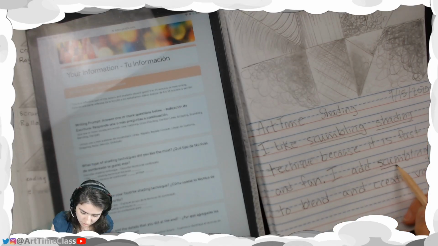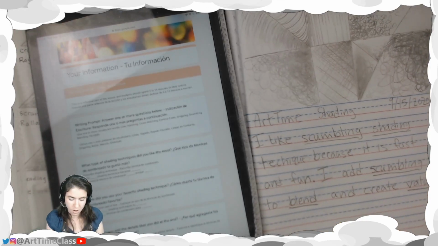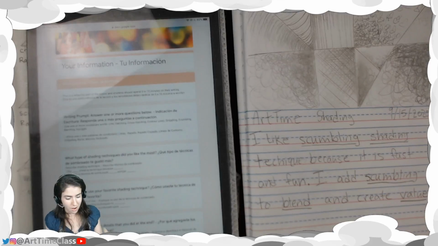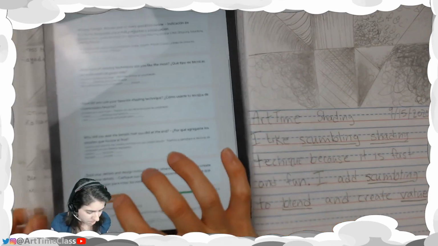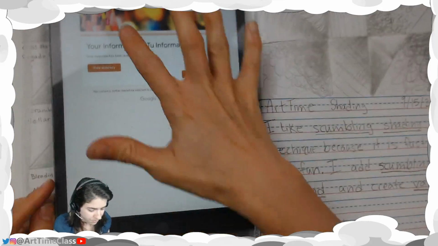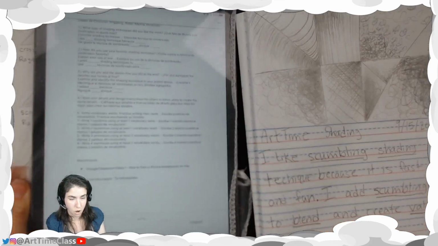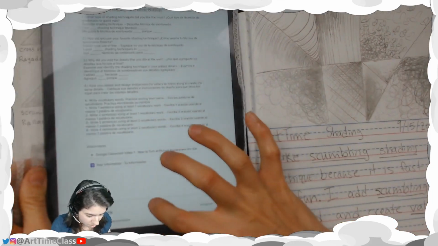Awesome! If I want to be super fancy, I could even underline some of our art words like scumbling, shading. Here's scumbling again, blend, that's an art word, value, that's an art word. And here I go. Now I need to submit my work. So down here, I'm going to go to submit, and that's for the form. Now that I'm done with the form, I need to actually submit a picture of my artwork and my writing to get credit for all my hard work.